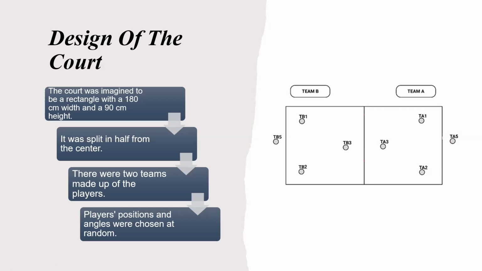Two teams of players were formed. We have given them an identity with a name of team A and team B. Volleyball teams typically include 6 players, but for the sake of this study, it was imagined that each team would have 4 players, with one player designated to provide service. This is designated to provide service. The position and angle of the players were chosen at random.